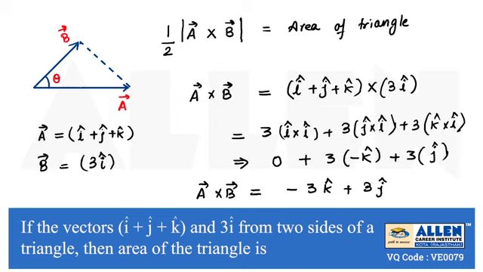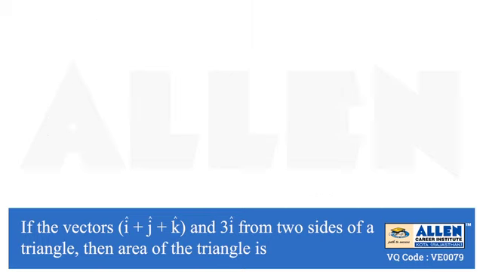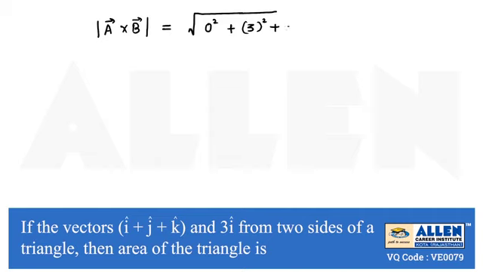Now we will see what will be its magnitude. So the magnitude of A vector cross B vector will be equal to the root of the summation of squares of all the coefficients. So the coefficient of i cap is 0, therefore it is 0 square. The coefficient of j cap is 3, therefore it is 3 square, and the coefficient of k cap is minus 3, therefore it is minus 3 square. On calculating this, we will get 3 times root 2, which is the value of modulus of A vector cross B vector.